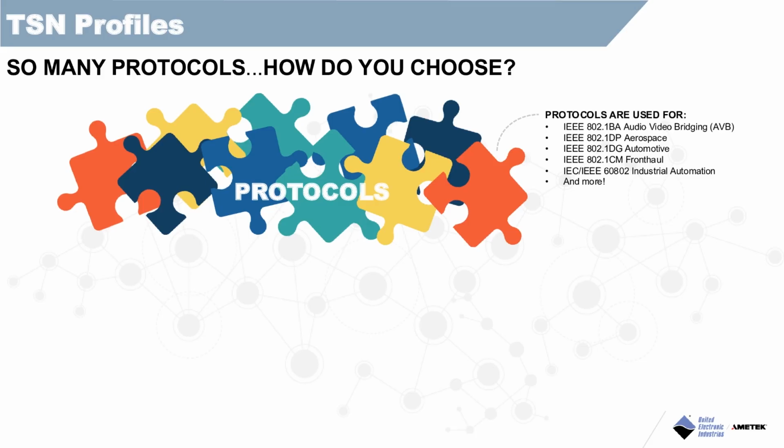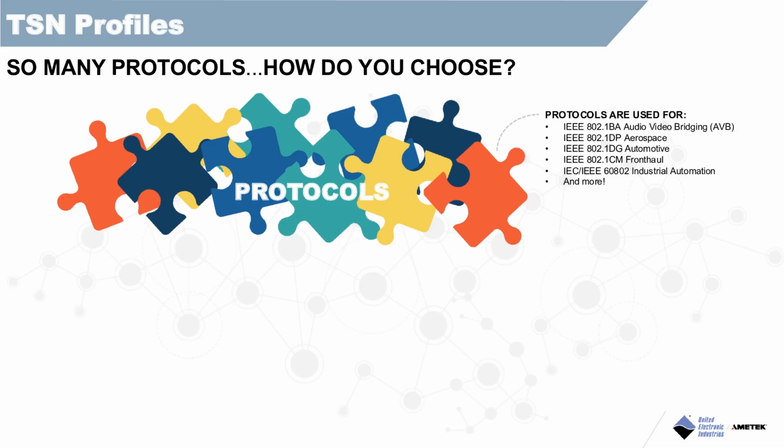One that's been around for a while is 802.1DG, and that's for automotive. It addresses the needs of modern vehicles, including infotainment, driver assistance, and even the control systems. 802.1CM is for the fronthaul people, a profile designed for cellular networks that connects a radio unit to its remote controller. It specifies how to meet the stringent time-sensitive requirements of fronthaul traffic.